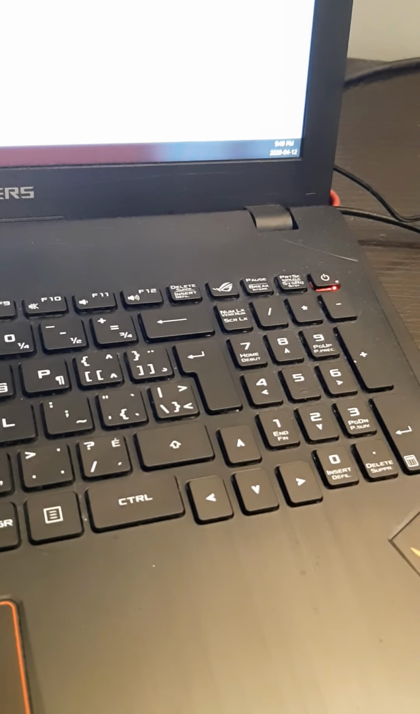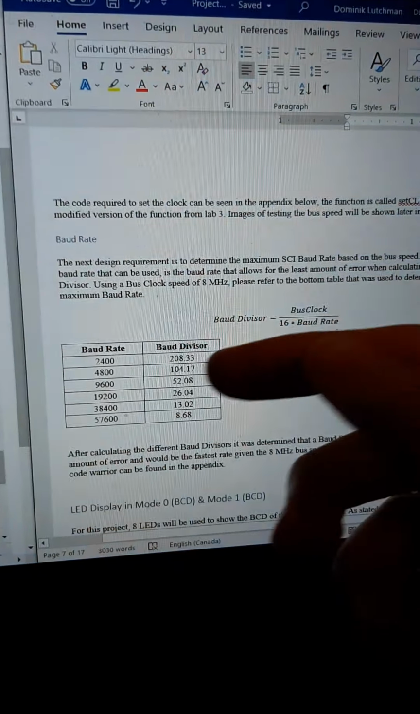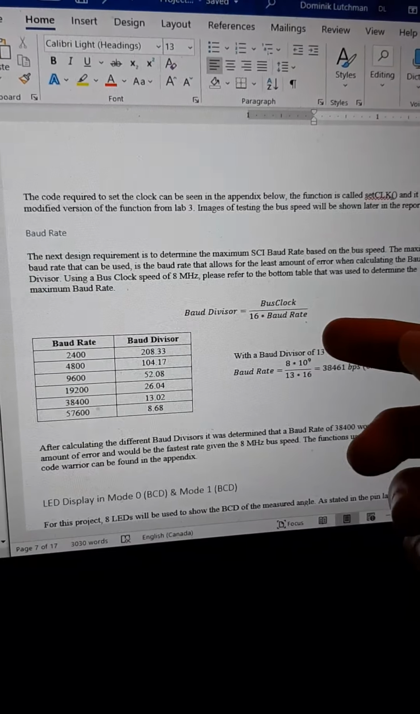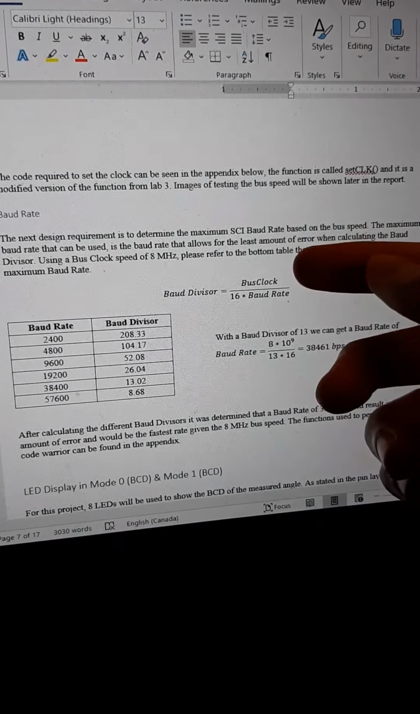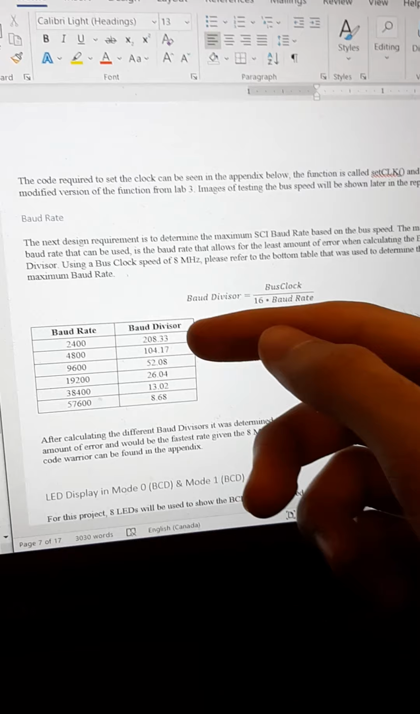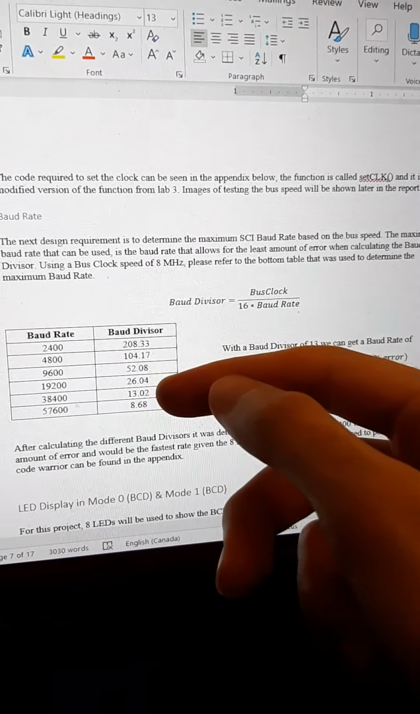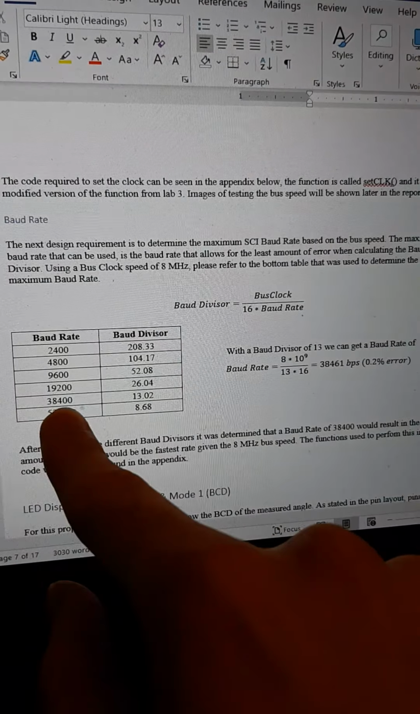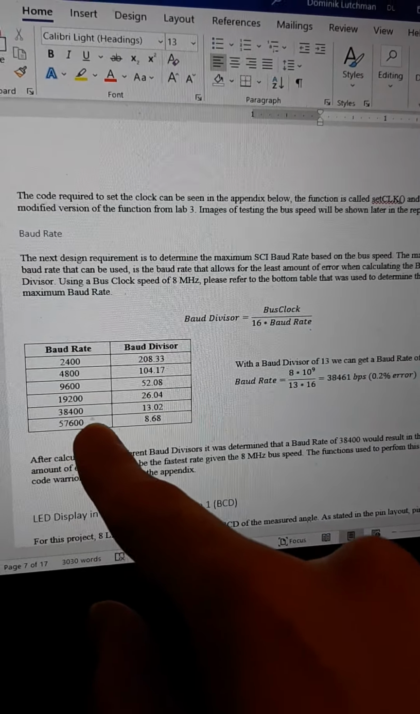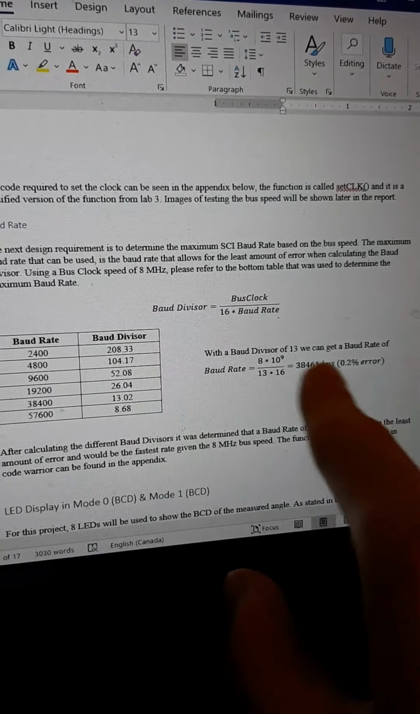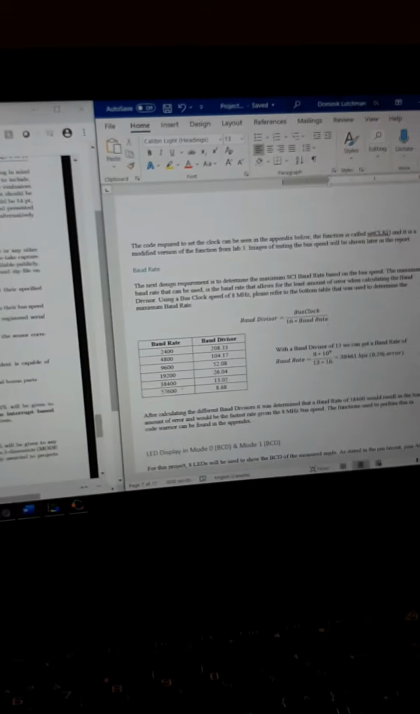When calculating my baud rate using the given requirements, I'll just quickly go over it. I talk a lot about it in my lab report. I went through all the different baud rates and used the formula for a baud divisor at an 8 megahertz bus clock, and the baud rate that gave me the least amount of error with the baud divisor was the one I went with. So 38,400 is the baud rate that I'm going with today, as that resulted in an error of 0.2%, which was the lowest of any of the baud rates.